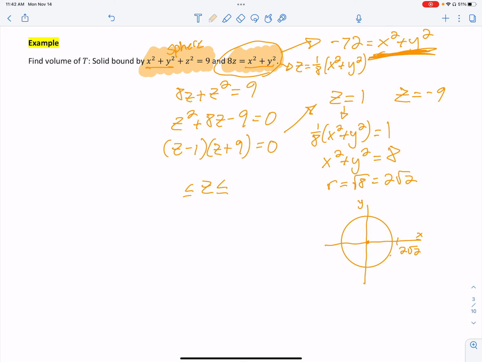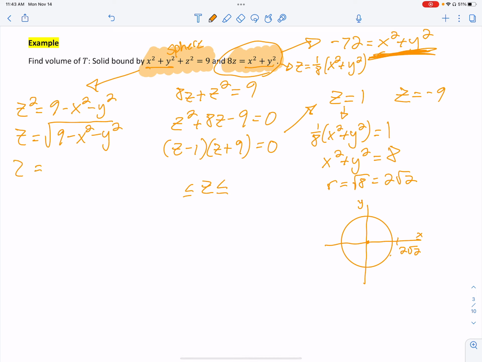If I solve for this one, I have z squared equals 9 minus x squared minus y squared, which is just a square root. If I change this to polar, I get the square root of 9 minus r squared. That's the top for z. And then the other one is already solved for z right here. I just got to determine which one is on top and which one is on bottom.